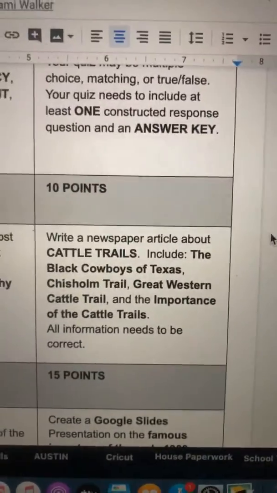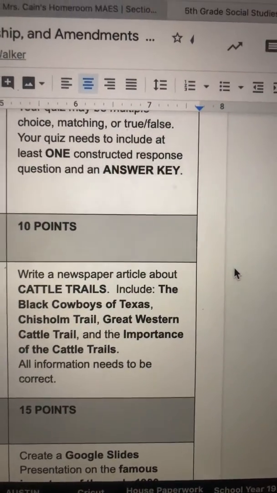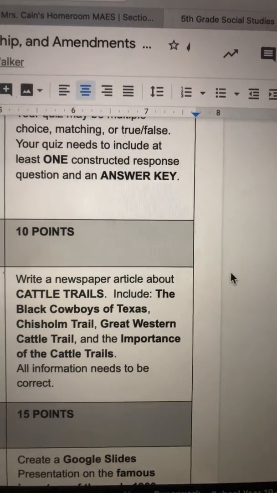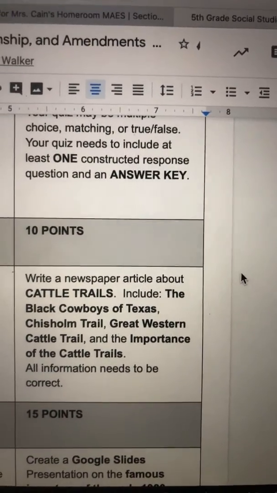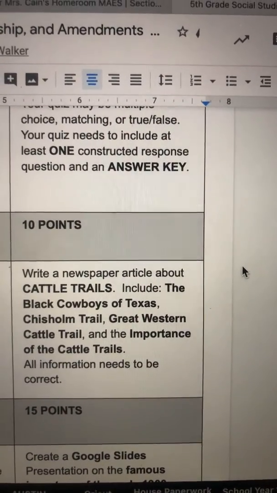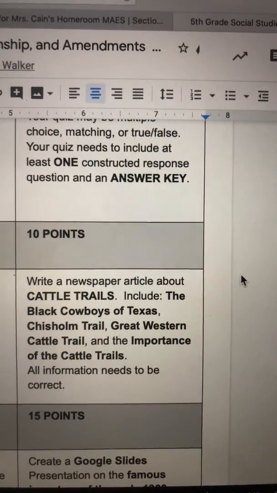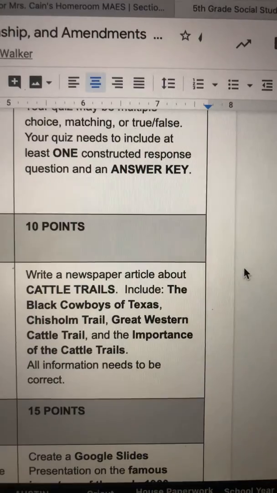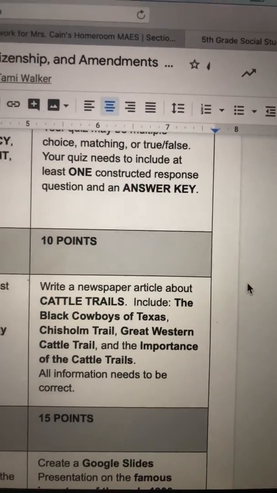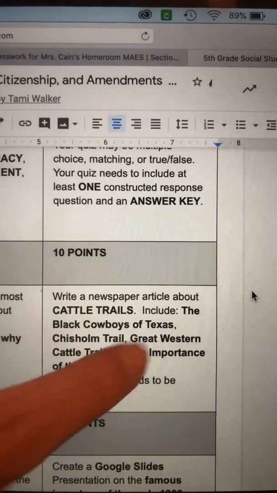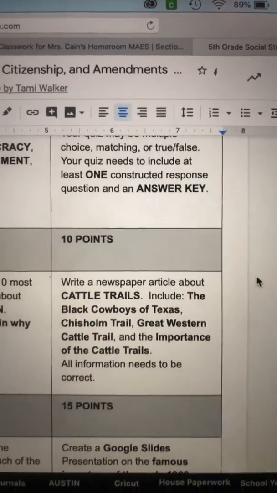All right, so then the last choice on the 10-point row is: write a newspaper article about cattle trails. Include the Black Cowboys of Texas, Chisholm Trail, Great Western Cattle Trail, and the importance of the cattle trails. All information needs to be correct. So if you're going to write a newspaper article about cattle trails, you have to make sure you include each of these things in that article.